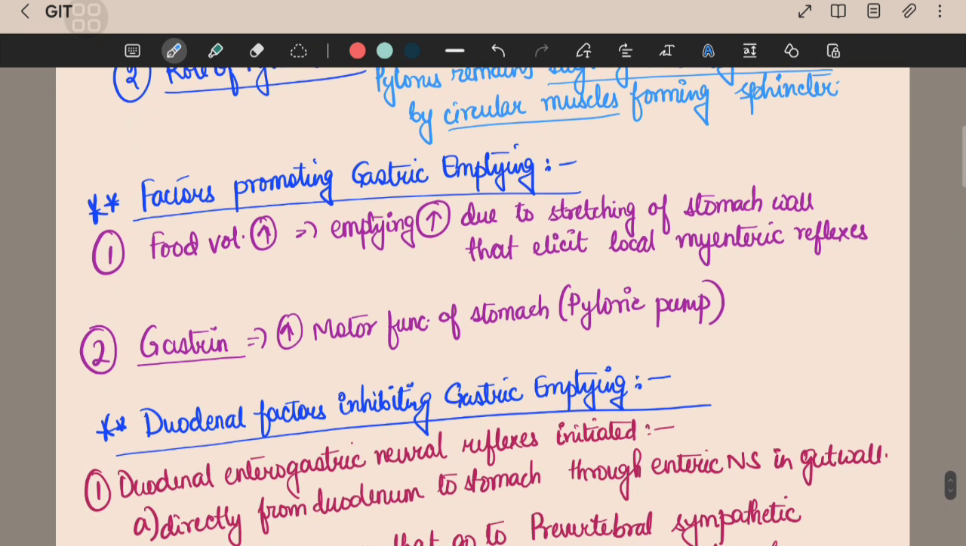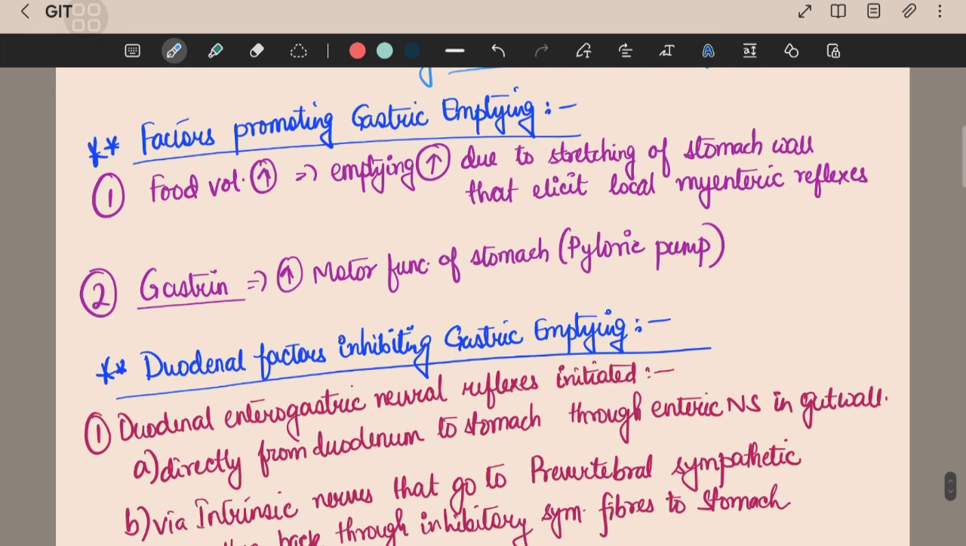Now certain local hormones and factors are responsible for gastric emptying. One is the food volume. First, the normal case: if the food volume is more, there will be stretching of the stomach wall, and that will cause the local myenteric reflexes, and there will be faster emptying. Due to the action of gastrin, which always increases gastric motility, the motor function of the stomach will be increased, activity of the pyloric pump will increase, so that will cause increased gastric emptying.